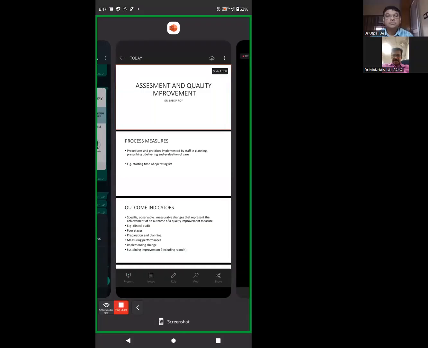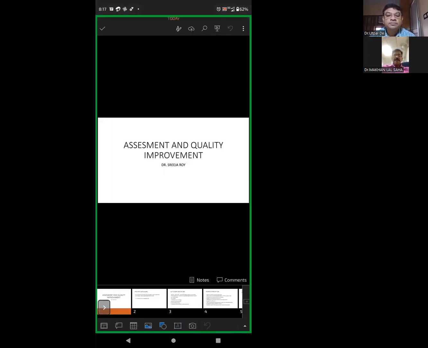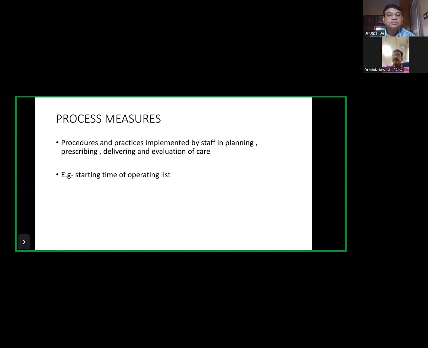A very good morning, everyone. I'm Dr. Srija from PLS Hospital. Today, my topic is assessment and quality improvement in healthcare. We use assessment and quality improvement to design or redesign healthcare processes to ensure more efficient, safe, timely, effective, and patient-centered care.